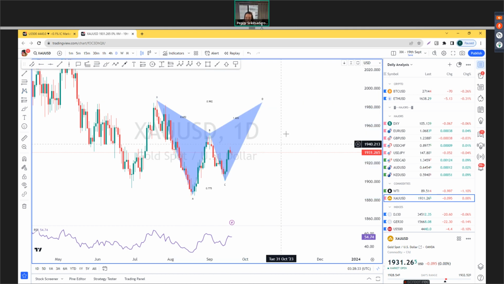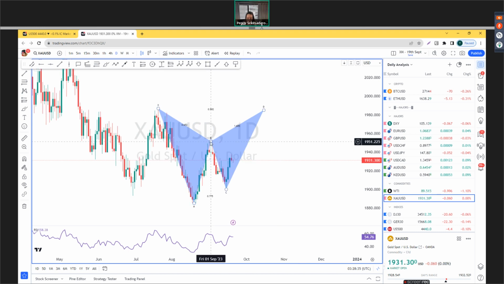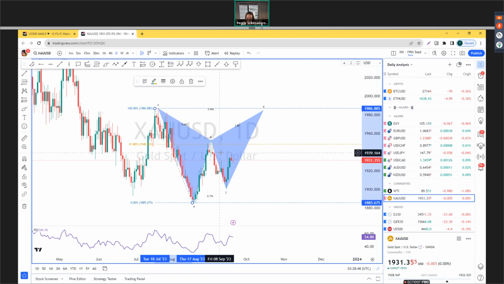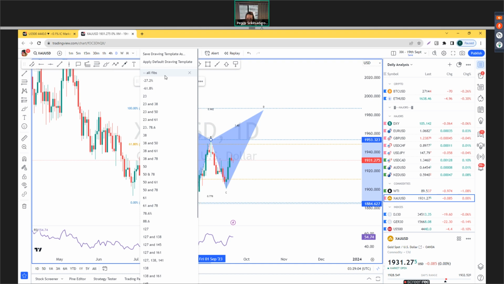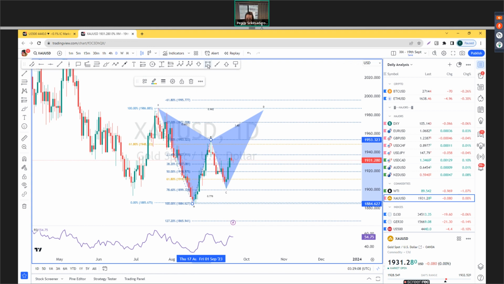So for the Gartley, how do you get the B point? Basically, you use Fibonacci, draw X to A, and it has to retrace 61.8%, or here it's retraced somewhere here. Okay, that's correct. Then for the C point, you draw Fibo from A to B, and it has to retrace between 38.2% to 88.6%. I see it here, retraced to 78.6%, yes, correct.